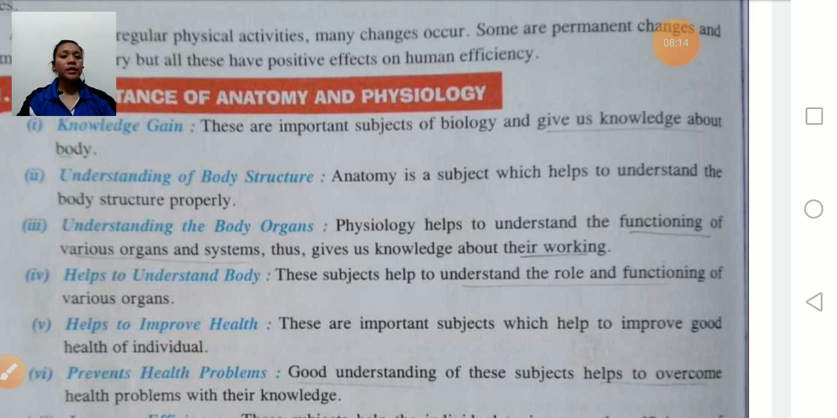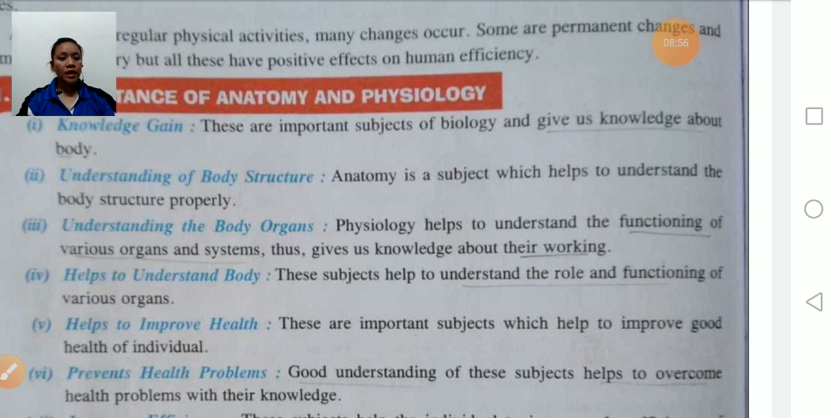Anatomy helps us understand the structures of the body, how our body is made. It provides knowledge about the structure of our body properly. Understanding the body organs: physiology helps to understand the functioning of various organs and their systems, how our different organs function, and what their effects are. Through physiology, we get knowledge about its working, which helps in understanding the body.